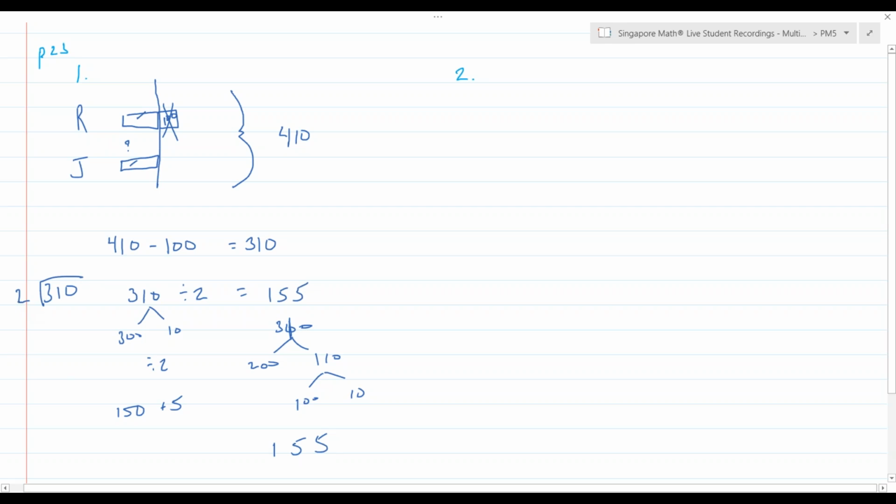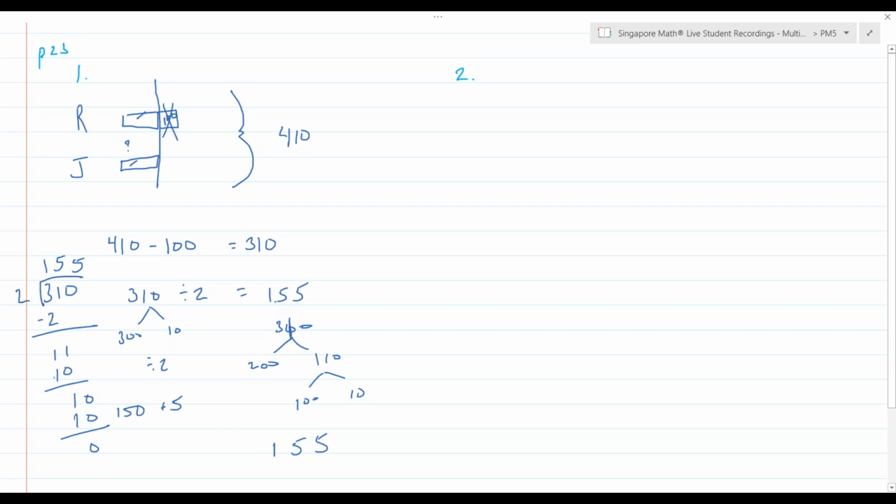We all know how that works. 2 goes into 3 one time. 1 times 2 is 2. Subtract, bring down. 2 goes into 11 5 times. 5 times 2 is 10. Subtract and bring down. 2 goes into 10 5 times. 5 times 2 is 10. Subtract. You get 0. So of course, 155, remainder 0. Lots of ways to do it.